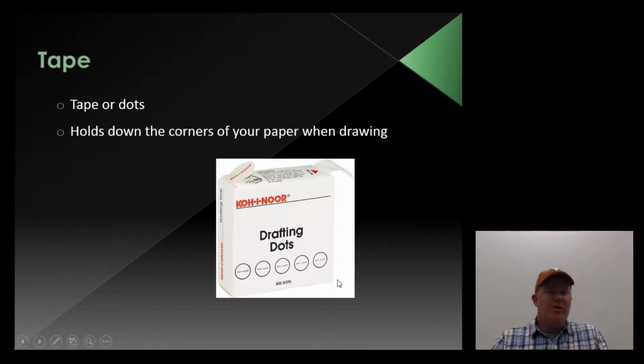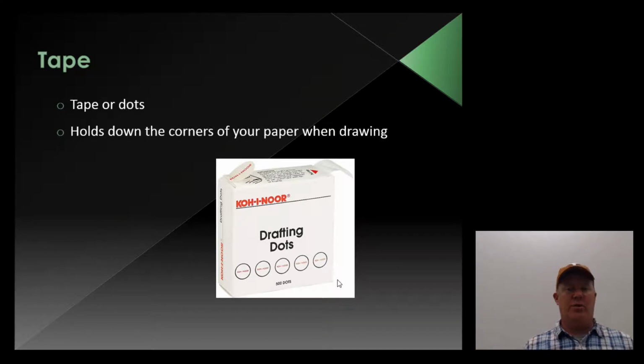Tape dots. It holds down the corners of your paper when drawing. So when you have that nice drafting surface, you want to take a T-square, which I'll show you here in a minute, and you want to square that paper up, and then tape it down with a corner. And these tape dots, you could also buy drafting tape on a roll like Scotch tape, but it looks like regular masking tape, but it's not as sticky on the bottom, so it's not going to tear the corners of your drawing off when you need to take up your drawing.